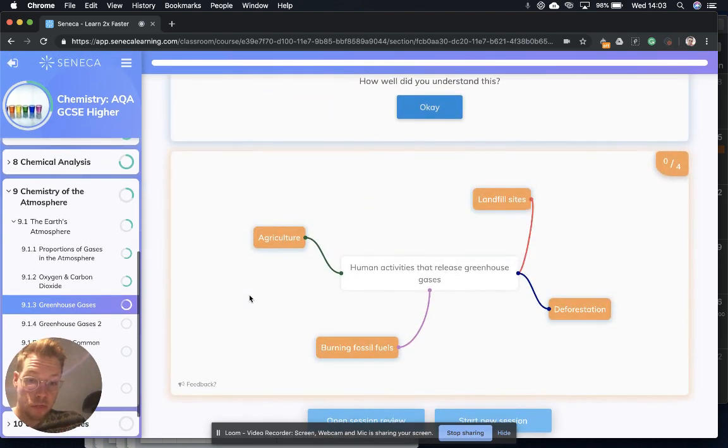Now, what were the 4 things to finish that humans do that release greenhouse gases? The 4 key things that you need to remember for your exam? It's agriculture, burning fossil fuels, landfill sites, and deforestation.